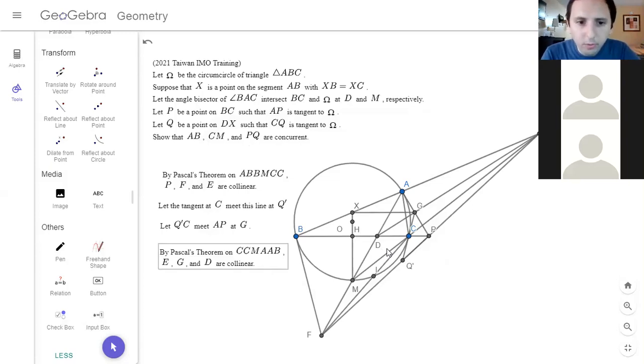Let me check that. Wait, so how did we get that? So wait, CCM, is that right? Pascal's theorem and this shows that E, G, and D are collinear? Because yeah, CM meets AB at E, CB meets AM at D. Oh yeah, and the two tangents at A and C. Yeah, okay. So that makes sense.